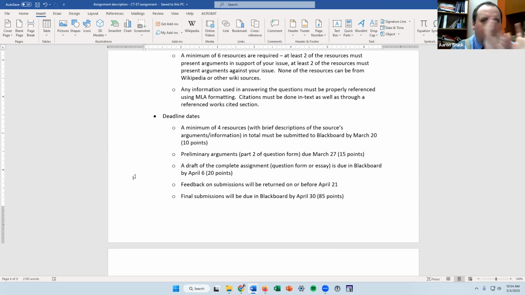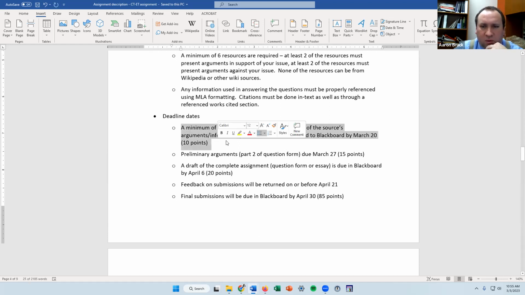There's a small assignment to do the first week, a small assignment to do the second week, a rough draft a little bit after that. I give you feedback, you turn it around, and you give me the final submission before the last day of class. So that's what the structure is here. Our first deadline is a minimum of 4 resources, and this is due in Blackboard by March 20th.